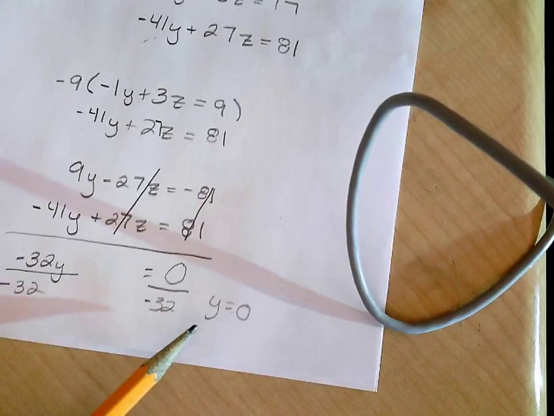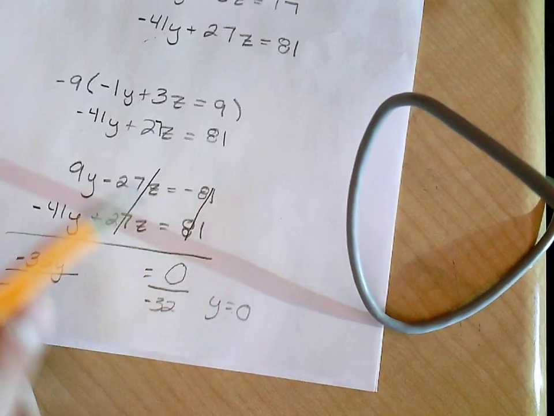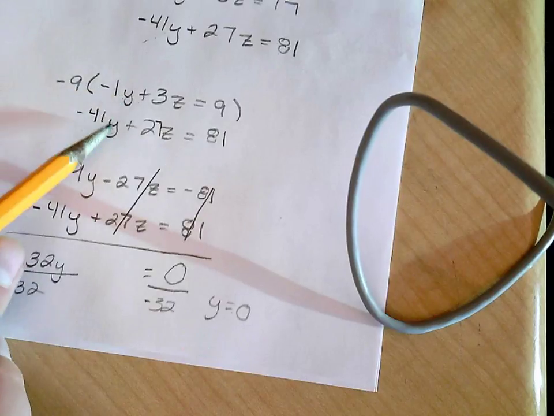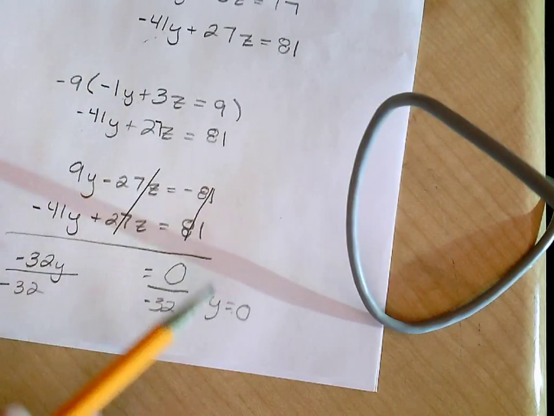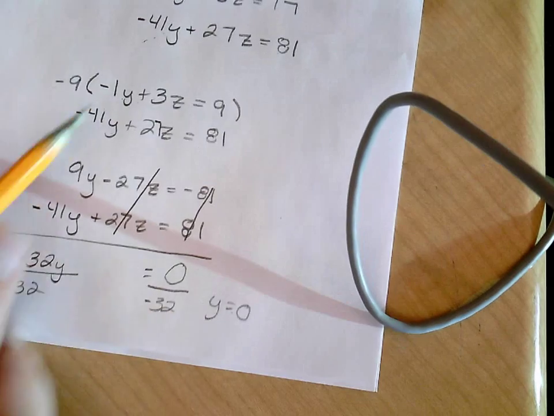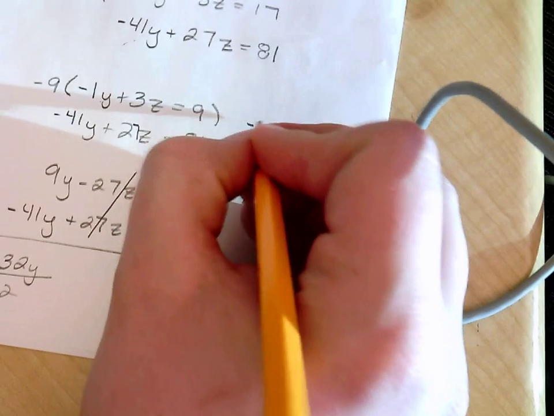Okay, so now I know that y equals 0. I'm going to do like I did on the front page. I'm going to go back to my original two-variable equations and plug in 0 for y. So I'm going to do this first one.